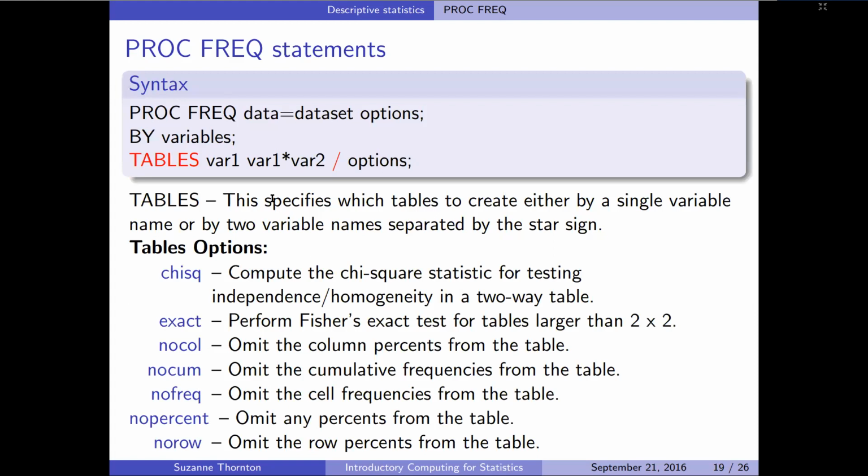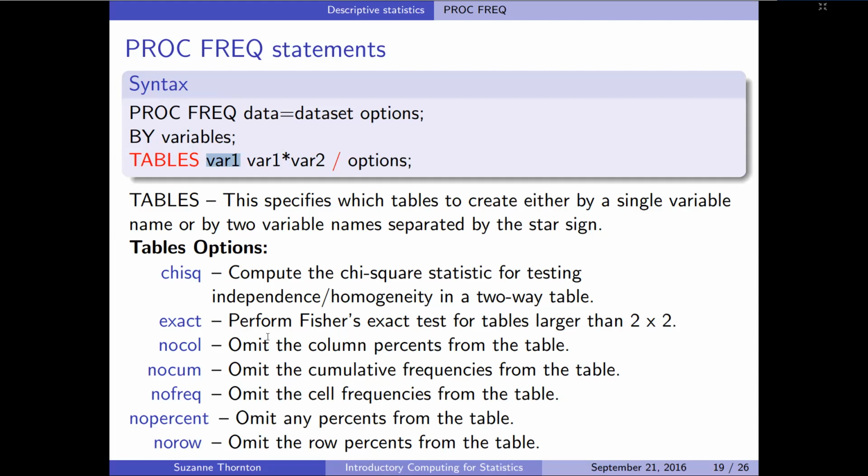The table statement is very unique to the frequency procedure step, which specifies which tables to create, either by a single variable name or by 2 variable names, separated by the star sign. For this example, VAR1 here will create a one-way table for the variable called VAR1. VAR1 times VAR2 tells SAS to generate a two-way table of variable 1 and variable 2.